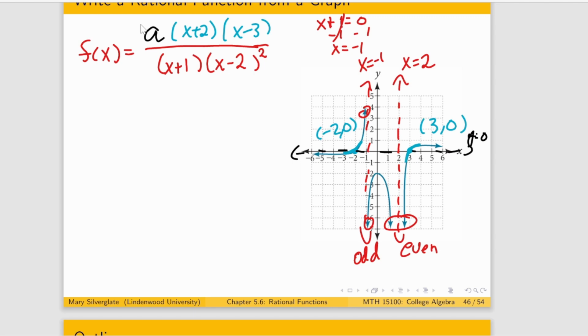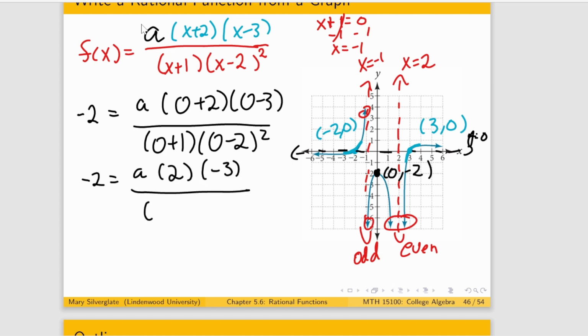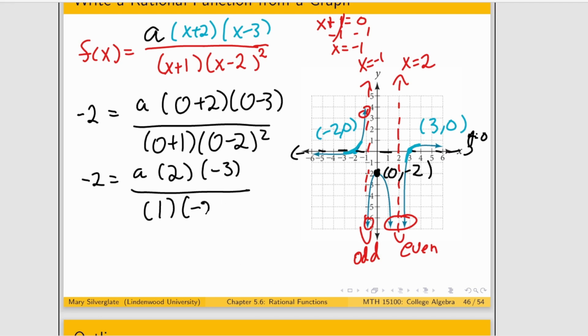What's a key point I could use to solve for that stretch factor? That would be this point down here of (0, -2), which would be a good one, although you could also pick any other points that appear evenly on the graph. So I plug in -2 for y, and at that point 0 is x. And now I can solve for that stretch factor. So I'm going to simplify those parentheses first. 0 plus 2 is 2. 0 minus 3 is -3. 0 plus 1 is 1. 0 minus 2 is -2. All squared will get us 4.